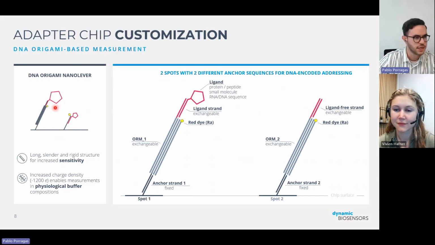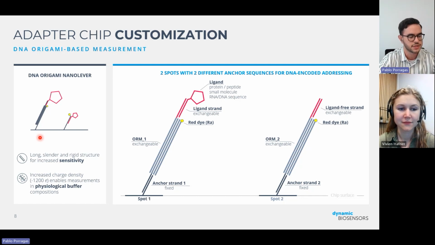The reason we use DNA origami nanolevers is because they offer a few technical advantages to the standard adapter nanolevers that we use for different applications in switchSENSE. The main advantages are that the DNA origami nanolevers are much longer while still being quite slender and offer a very rigid structure. This means that we can discern even the smallest conformational changes that are occurring here in the protein on the distal end of the origami with a high degree of sensitivity. Moreover, because we have this densely packed bundle of DNA helices integrated into the DNA origami structure, we have a very high negative charge density.